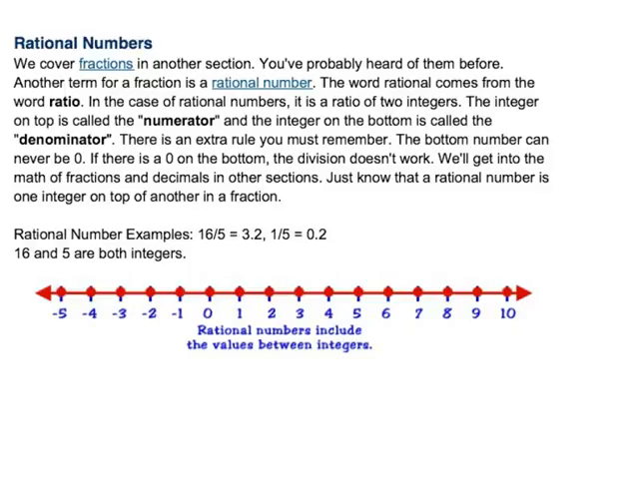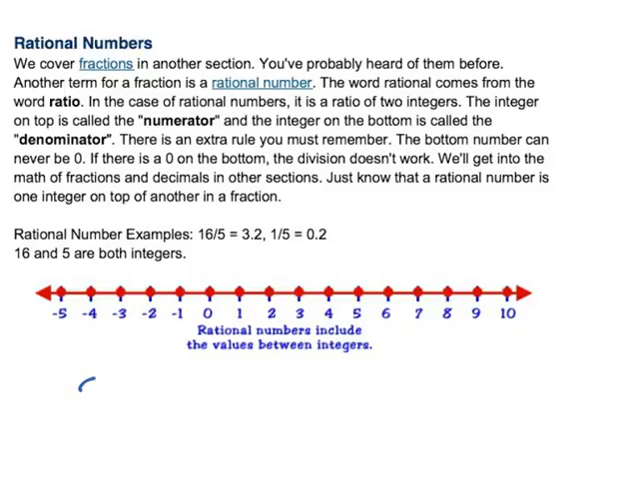There's an extra rule you must remember. The bottom number can never be 0. If there is a 0 on the bottom, the division doesn't work. We'll get into the math of fractions and decimals in other sections. Just know that a rational number is one integer on top of another in a fraction.